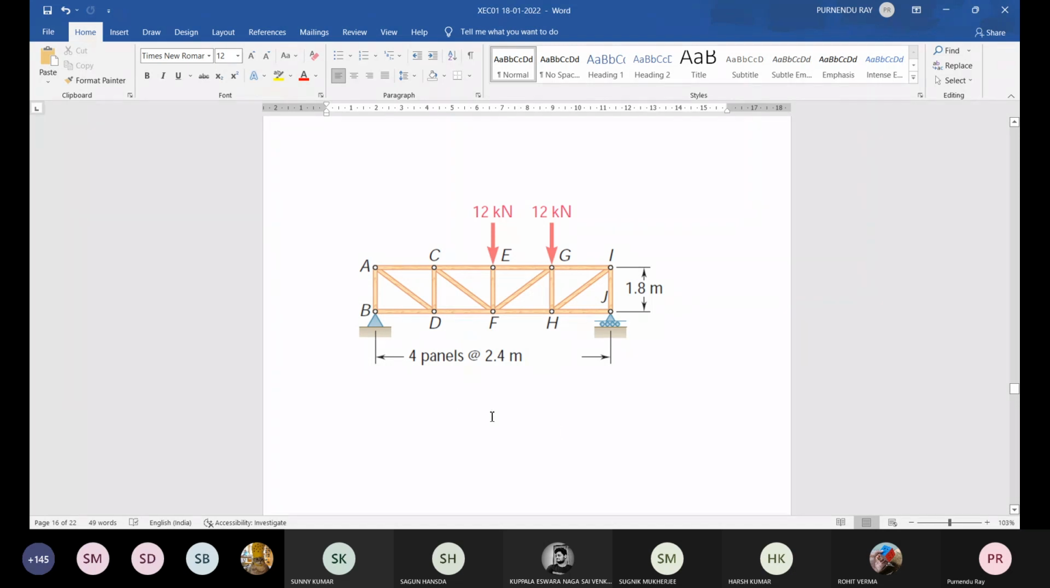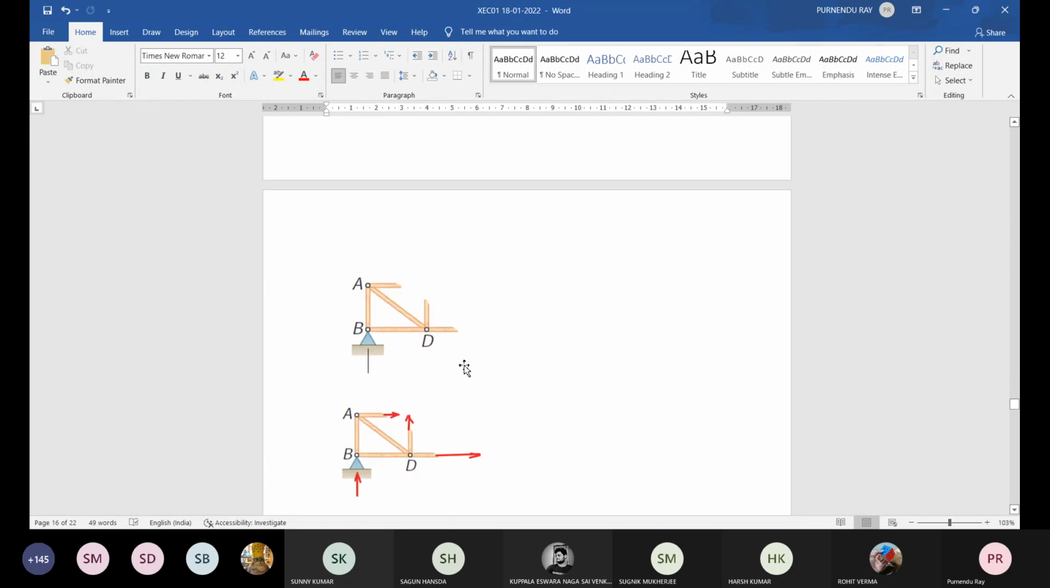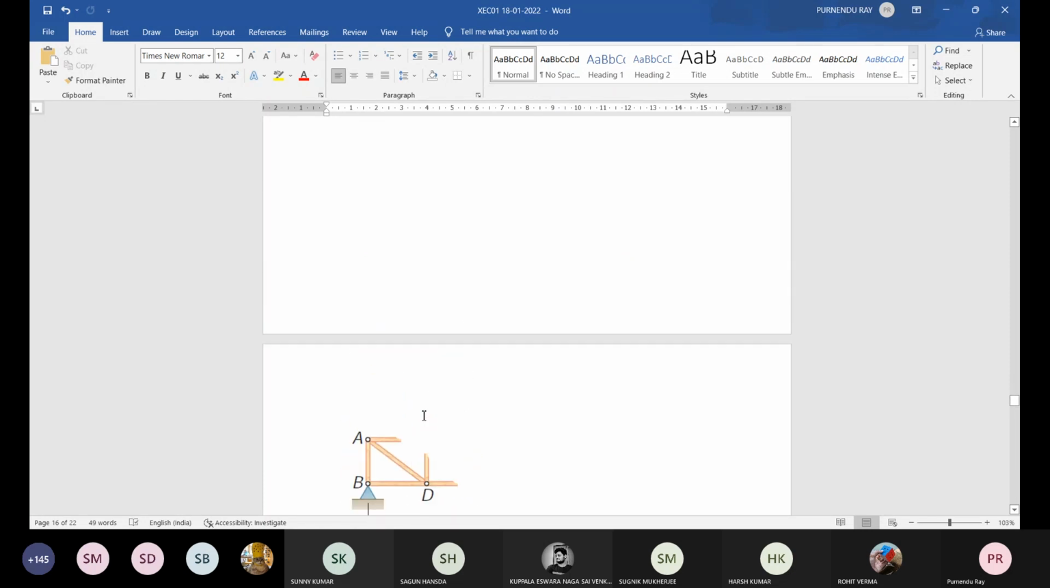For that, the easiest way is sigma M equal to 0 about any suitable point. Find the reaction on the other support. And you can now use sigma Fy equal to 0. So minus 12 plus RJ, including this one also, plus RB equals 0, and you can find that. Now, one thing. Can you understand this thing?